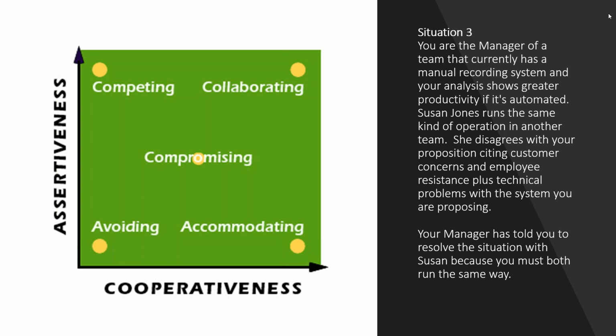All right, situation 3. You're a manager of a team that's currently using a manual recording system, and your analysis shows greater productivity if it's automated. So you've got information about that. However, Susan Jones, who runs a similar kind of operation in another team, disagrees with your proposition, citing customer concerns and employee resistance, plus technical problems with the system you're proposing.